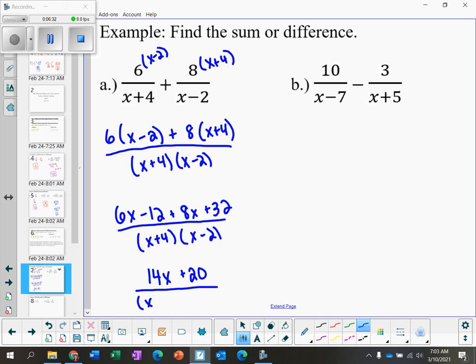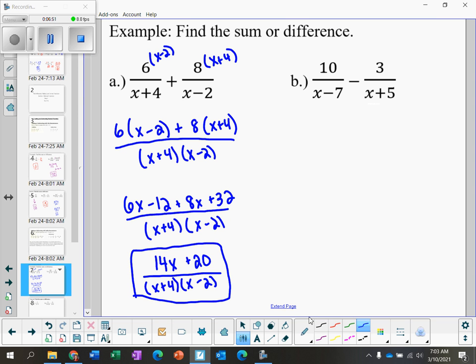And what I would do here is I would just do a quick check. Is there anything I could take out? And if I do, will it look like anything on the bottom? So even if I took out a 2, I'd be left with 7x plus 10, which isn't going to cancel out. So I'm actually done. I don't have to go further than that.